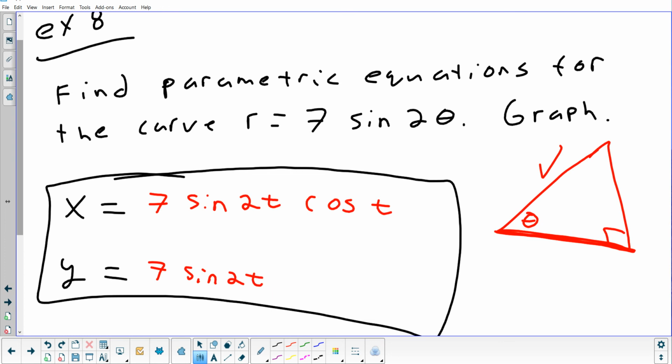Okay. And now, this is your radius again. What would you multiply your radius by, or what would you multiply the hypotenuse by to get the height of a triangle? Yep. The sine of t. You multiply by the sine. Hypotenuse times cosine always gives you the base. Hypotenuse times sine always gives you the height. And there is how you convert polar to parametric. Let's graph it.